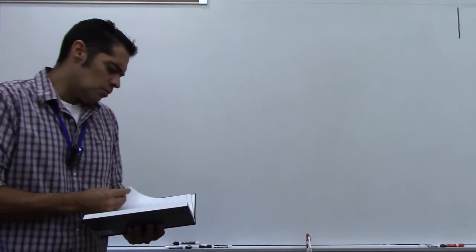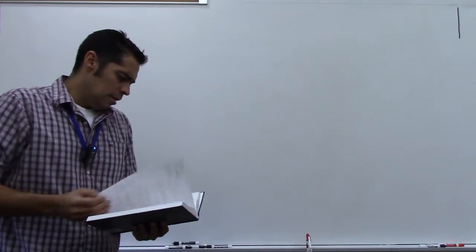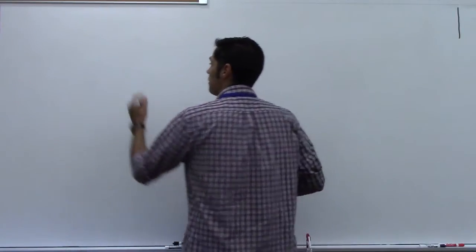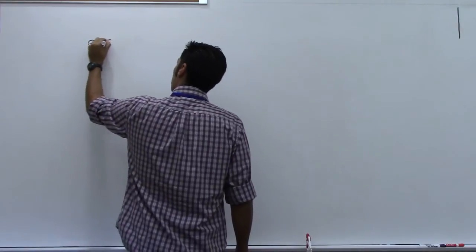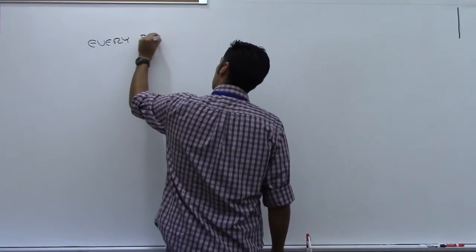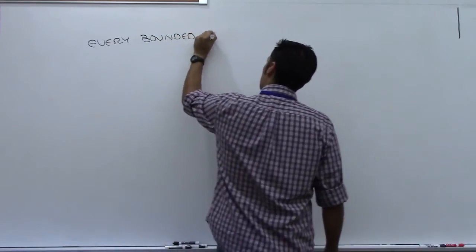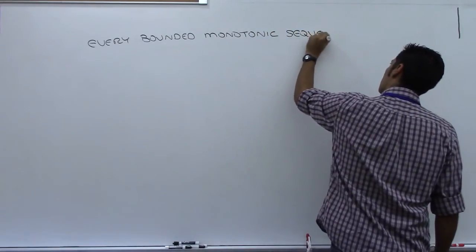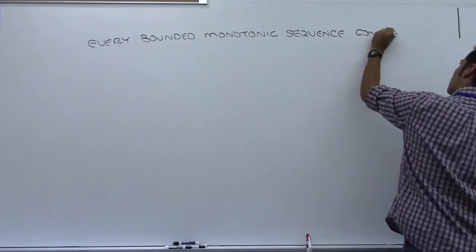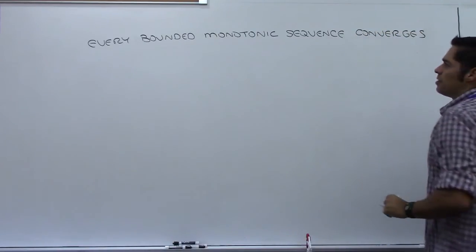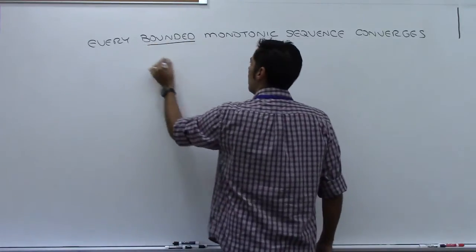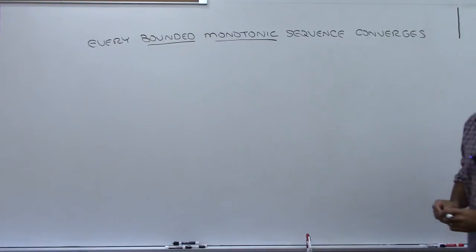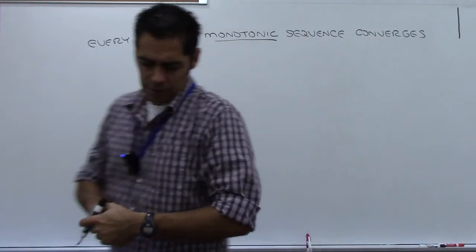Now, what we're kind of relying on here for these problems is this theorem that I did in class that said every bounded monotonic sequence converges. So if someone gives us a sequence, if we can show it's bounded and we can show it's monotonic, then the conclusion is that it converges. It doesn't tell us what it converges to, but it does tell us that we have convergence.